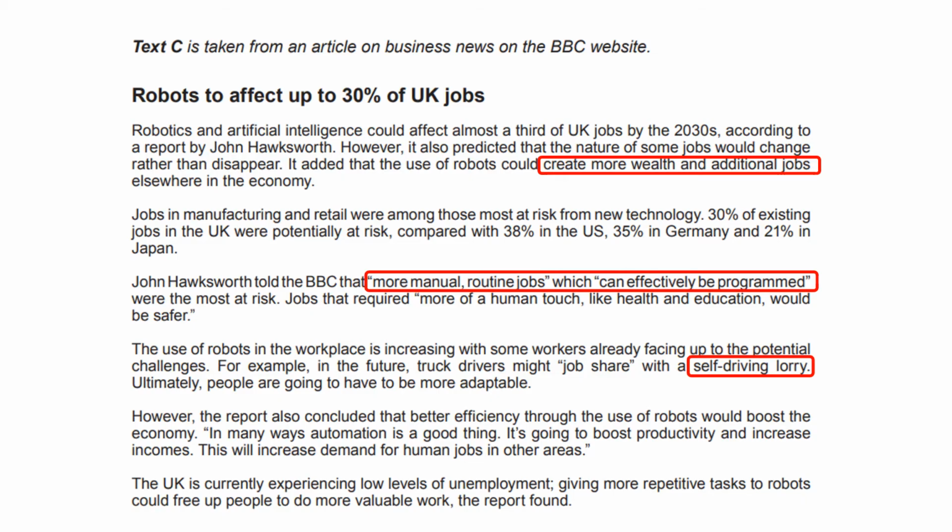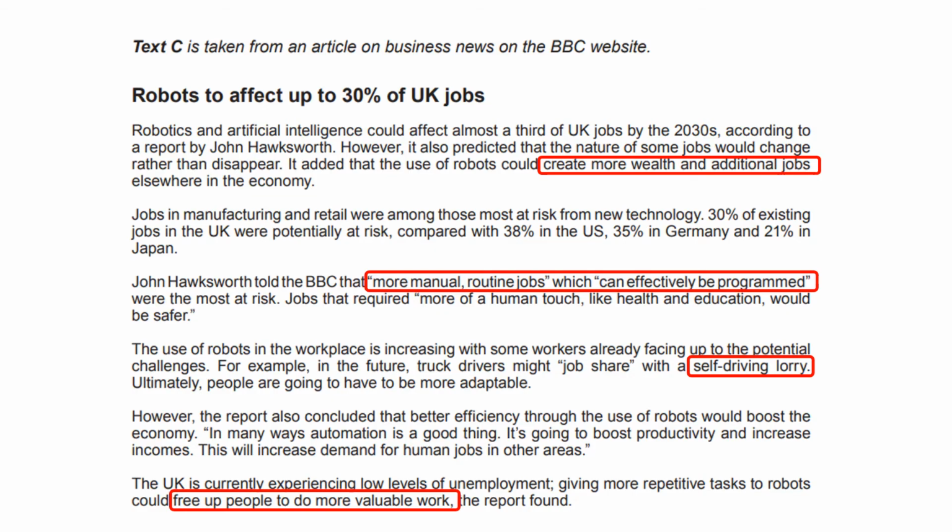However, the report also concluded that better efficiency through the use of robots would boost the economy. In many ways, automation is a good thing. It's going to boost productivity and increase incomes. This will increase demand for human jobs in other areas. The UK is currently experiencing low levels of unemployment. Giving more repetitive tasks to robots could free up people to do more valuable work, the report found. That's another thing that robots can do. They can be used to free up people so that they can work on something more valuable.